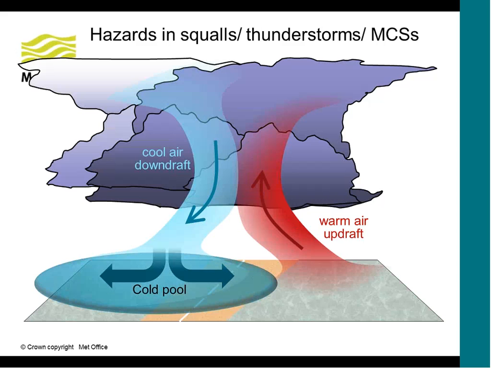And in the case of these mesoscale convective systems, this cold air downdraft can be very powerful and hit the ground in a radial form and then start spreading out. It can spread hundreds of kilometers away from the storm. Quite often this is referred to as a cold pool, or the leading edge of that cold pool can be referred to as a gust front. And of course, this cold air downdraft, when it hits the ground, has a lot of hazards associated with it.